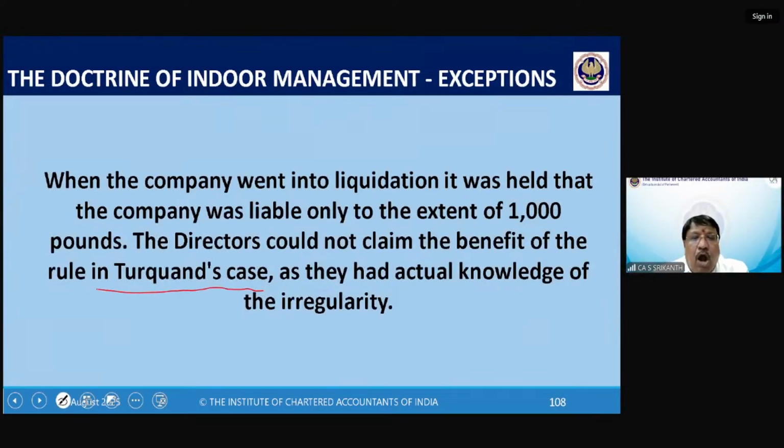See, this Doctrine of Indoor Management is also called the rule in Tarquand's case. Obviously, because the famous judgment is Royal British Bank versus Tarquand. See, Tarquand is a person. How he became the defendant, we don't bother. He might have been the liquidator. Don't worry about all that. If you read the entire case law, you will understand.